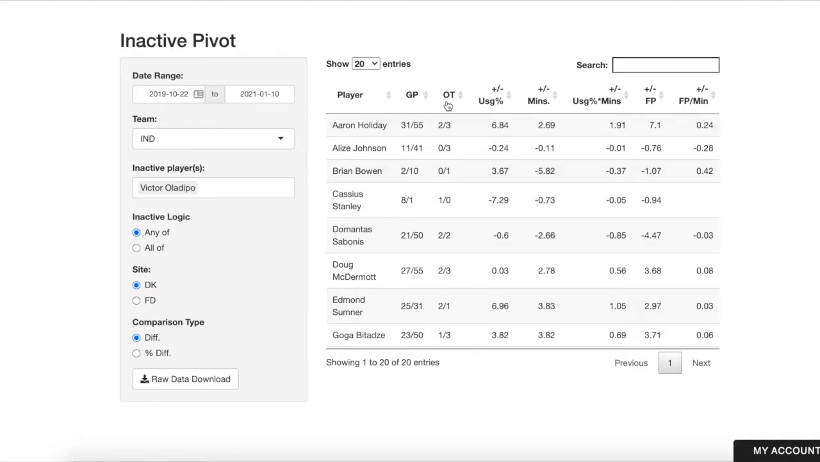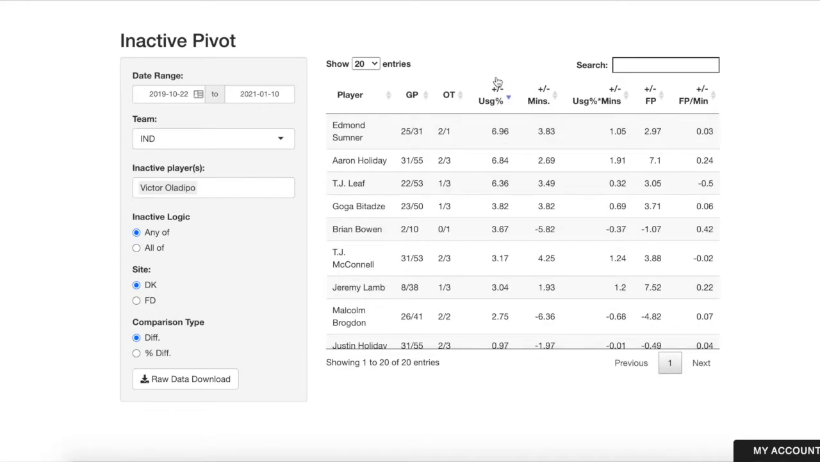Understanding OT, I think, is also relevant, especially for small sample. Sometimes you see minutes, and with small samples, if you see positive net minutes, we want to make sure that that's coming from the player actually being inactive and not just a player playing a disproportionate amount of games into overtime when Oladipo's inactive. Oladipo's a large enough sample size where I'm not too concerned about that. But sometimes when you're looking at small sample, good to understand and make sure we're not looking at a set of players who have a disproportionate amount of overtime games when that player's active.